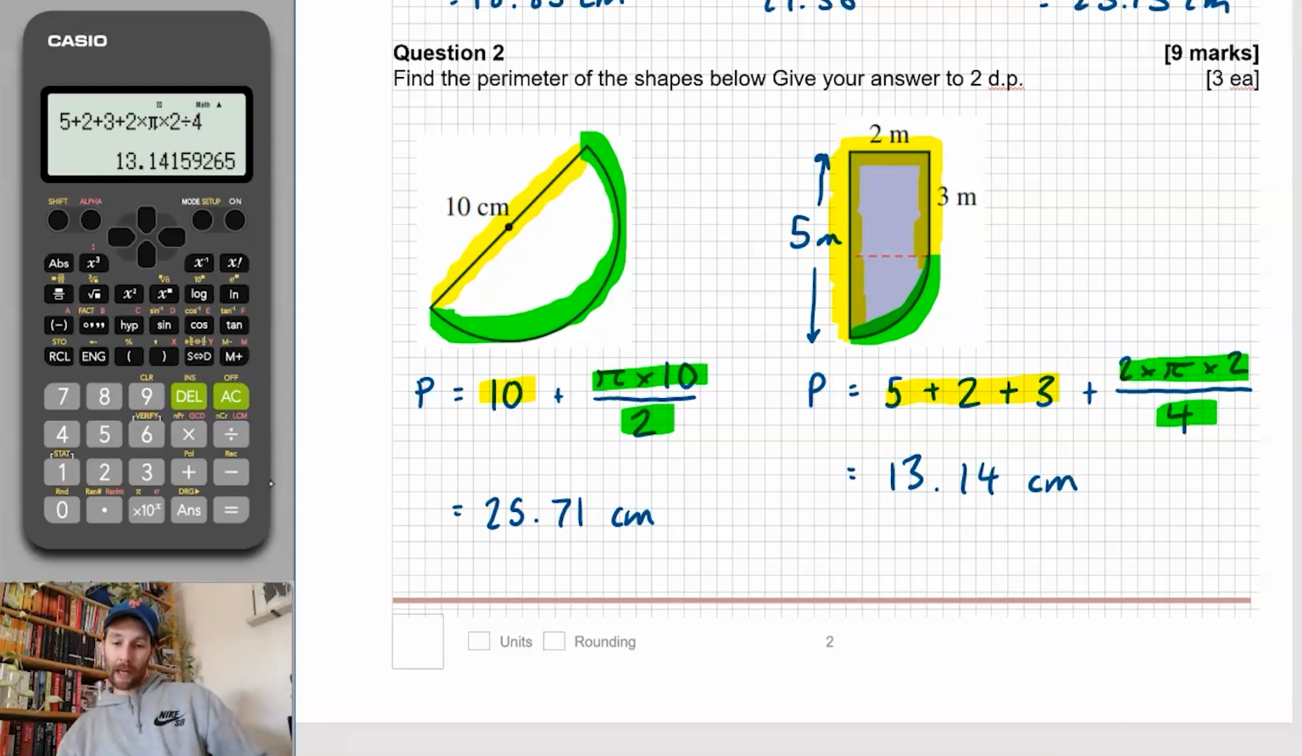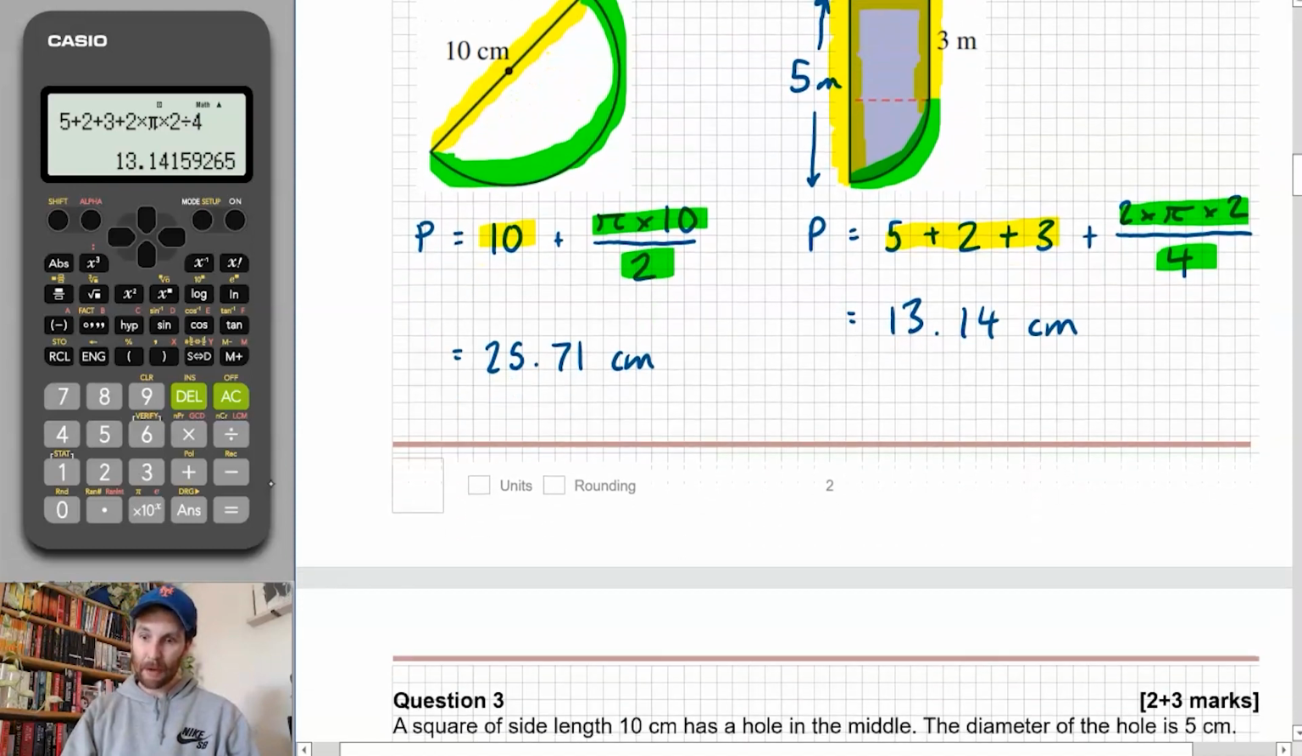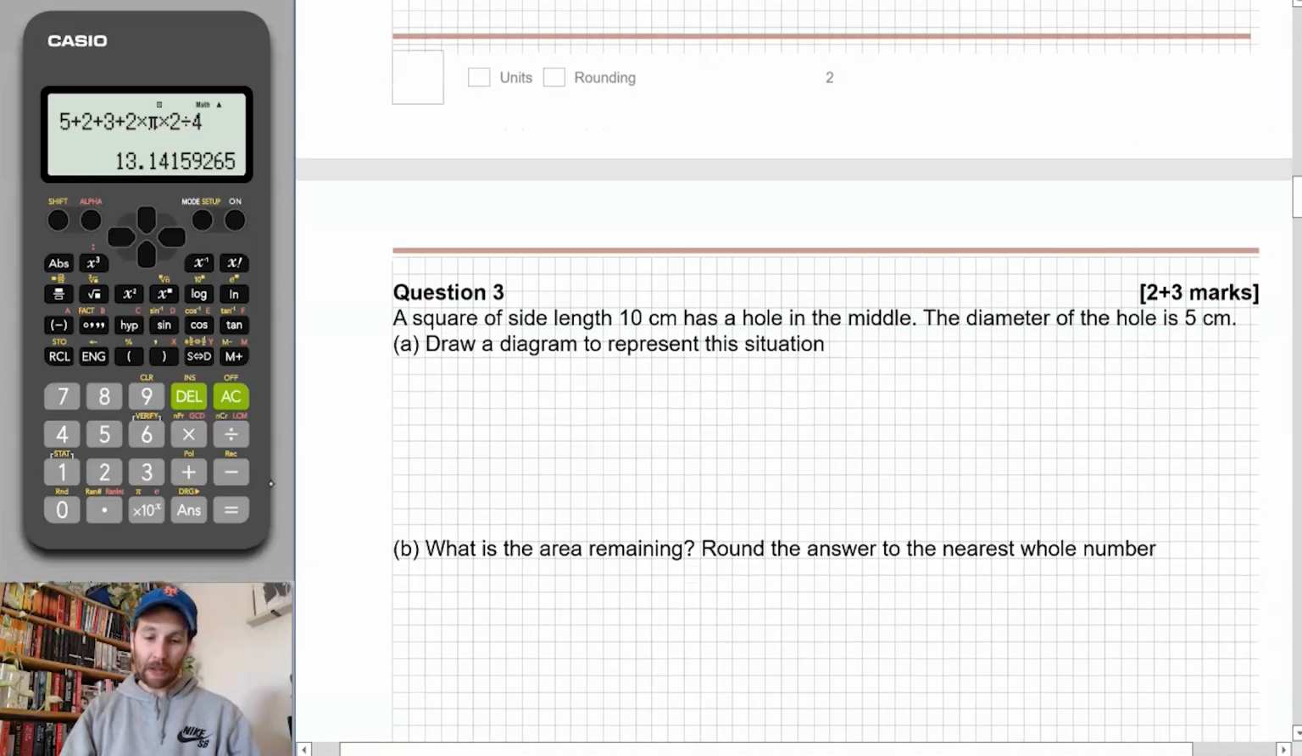Wonderful. Okay, let's just check that for reasonableness. We had 10 centimeters just from the straight bits, and then a little bit more for the curved part. That seems about right to me. Okay, let's continue. Question 3.